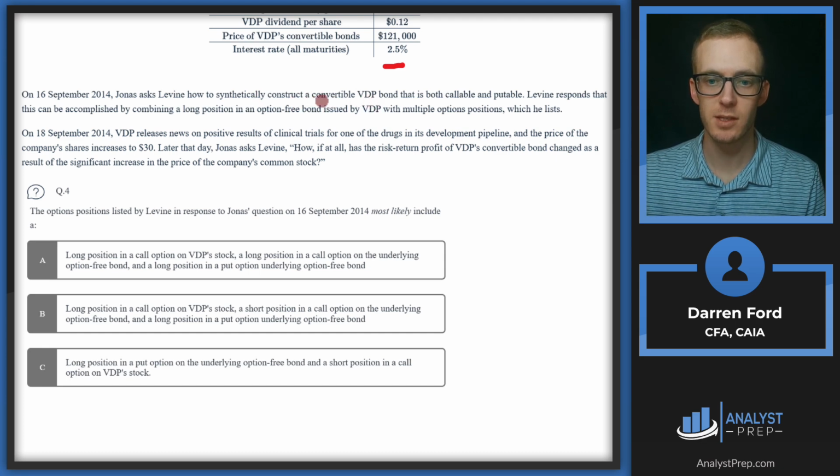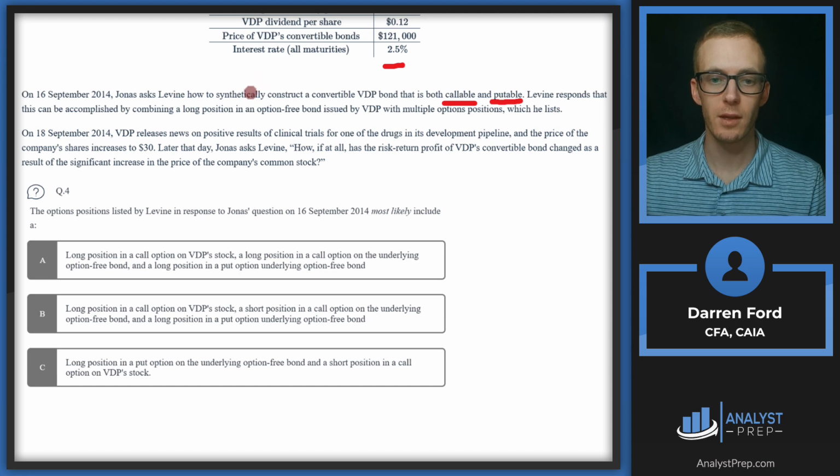So to synthetically construct a convertible bond, we're going to buy a call option on VDP, and then we're also going to buy the underlying bond. So that's going to be 2 long positions right off the bat. That is both callable and puttable. So now we have 2 other option legs that we need to add to make it callable and puttable. So we need to look at those features and then decide what position we need to take there. Levine responds that this can be accomplished by combining a long position in an option-free bond. Okay, so we've got that to start with, plus multiple options positions, which he lists.